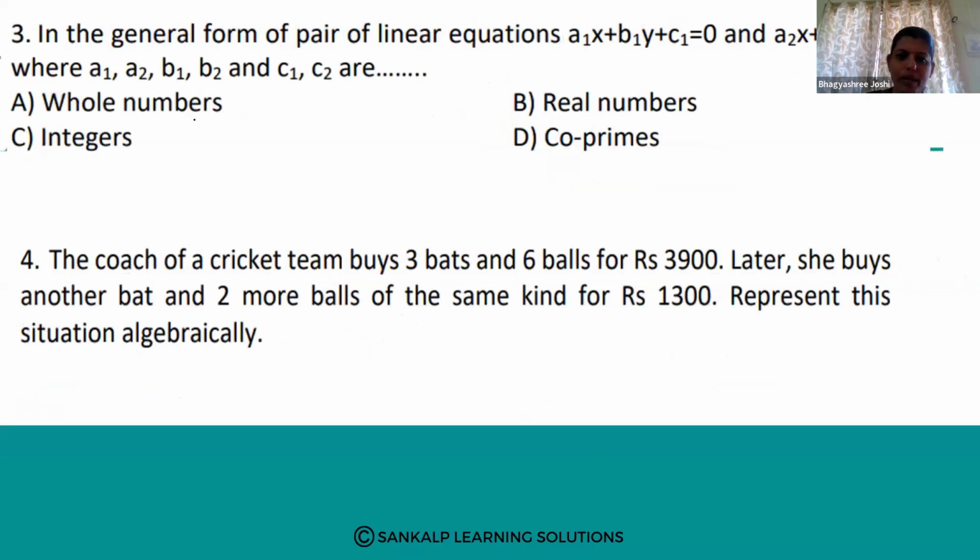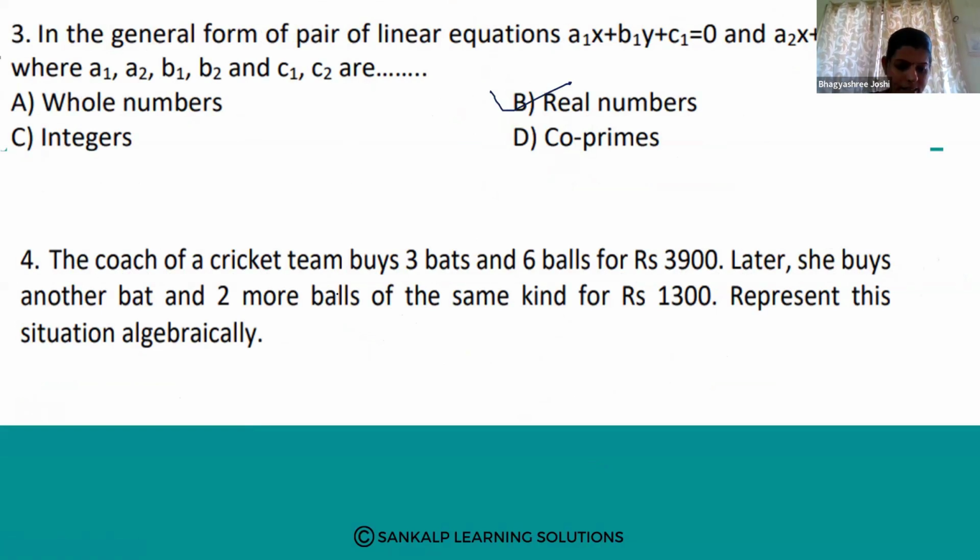In the general form of a pair of linear equations, a1x plus b1y plus c1 equal to 0 and a2x plus b2y plus c2 equal to 0, where a1, a2, b1, b2 and c1, c2 are any real numbers, right? So these all are real numbers.